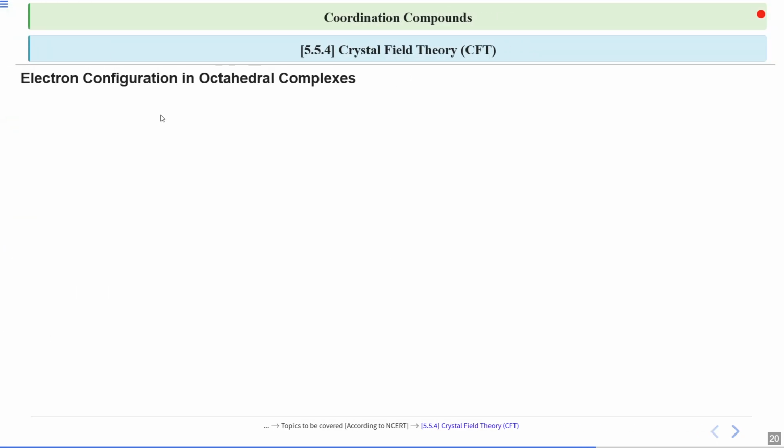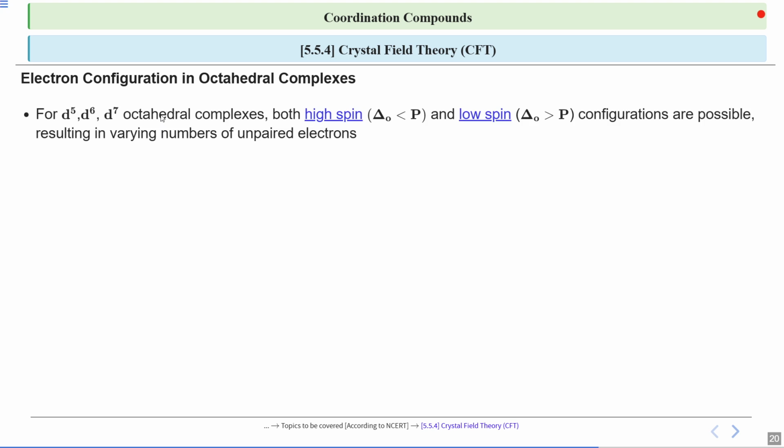Let's see the electronic configuration in octahedral complexes. For D5, D6 and D7, the D4 case is the crucial one, because it decides whether the fourth electron is going to undergo pairing or be singly present in the higher energy set. So for D5, D6 and D7 octahedral complexes, both high spin, where the pairing energy is more than the crystal field splitting, and low spin, where the crystal field splitting is more than the pairing energy, configurations are possible, resulting in a varying number of unpaired electrons.